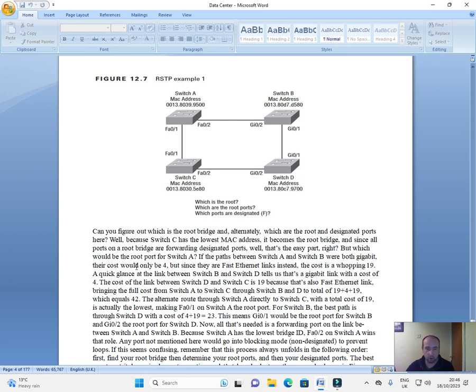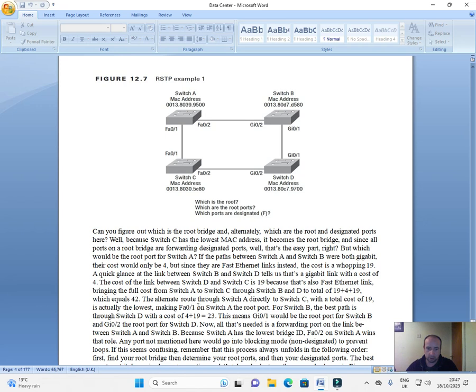But which would be the root port for switch A? If the paths between switch A and switch B were both gigabit, their costs would only be 4, but since they are Fast Ethernet links instead, the cost is a whopping 19. A quick glance at the link between switch B and switch D tells us it's a gigabit link with a cost of 4. The cost of the link between switch D and switch C is 19 because that's also a Fast Ethernet link, bringing the full cost from switch A to switch C through switch B to D to a total of 19 plus 4 plus 19, which equals 42.